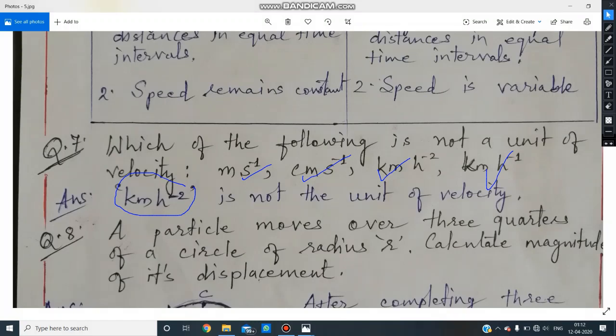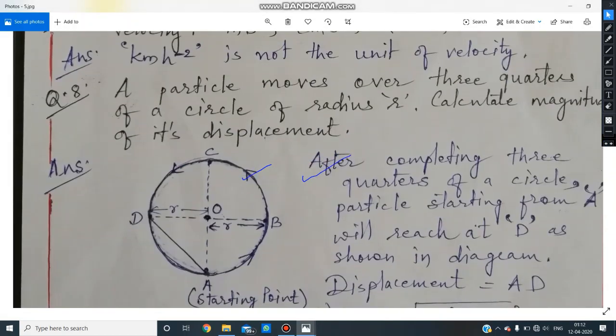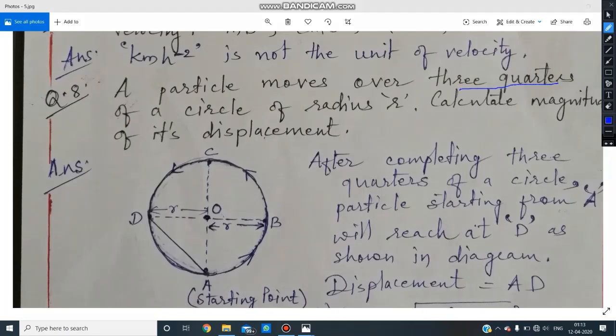Let's see what's the query. The question is giving you a situation in a diagrammatic pattern. And the question is, a particle moves over 3/4 of a circle of radius r. Calculate magnitude of its displacement.